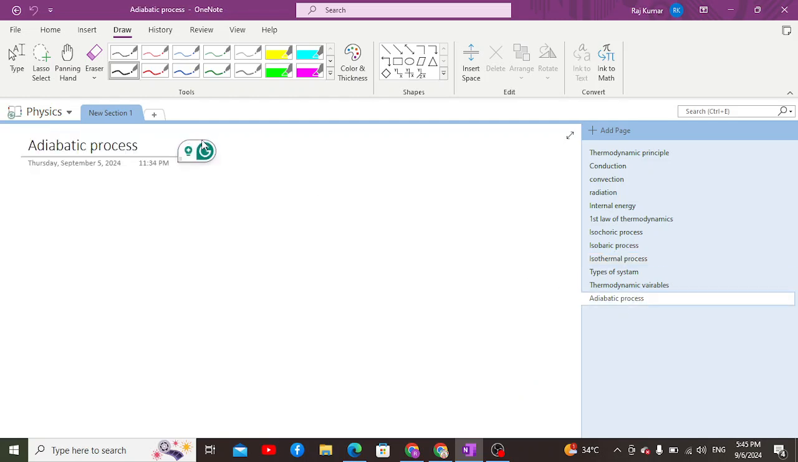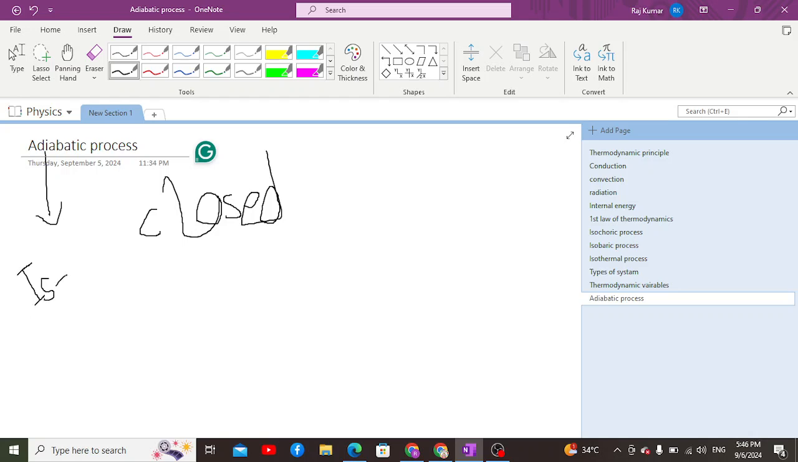On the other side, if we talk about the adiabatic process, all of the processes which we have studied, isothermal, isobaric, isochoric, were processes considered in a closed system. But an adiabatic process is the one which is considered in an isolated system.